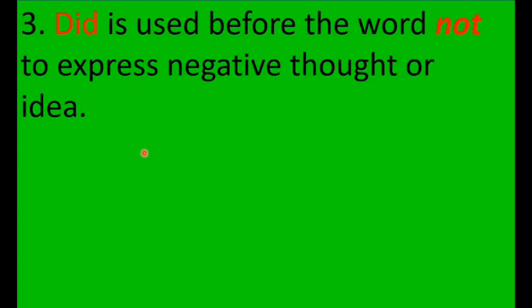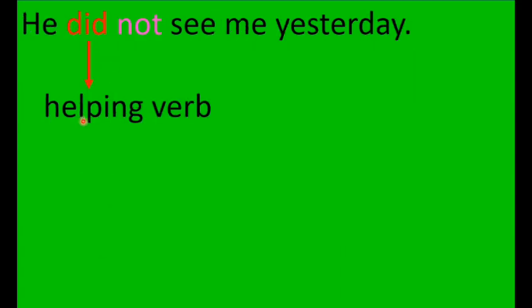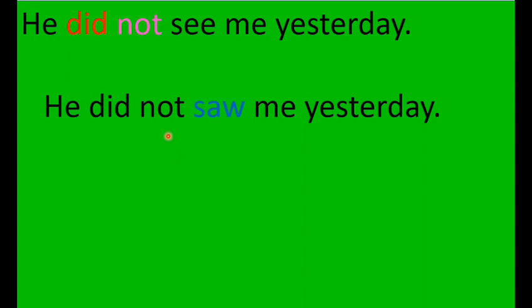Okay. Number 2, did is used also before the word not to express a negative thought or idea. Say, for example, he did not see me yesterday. Okay, now, did here is our helping verb. See is our main verb in the present tense. Now notice here, we have past tense did and present tense verb see. Okay. Now if you use this one, he did not saw me yesterday, it is a violation because this is past tense and then we are going to use another past tense. That is not right. So this is wrong.